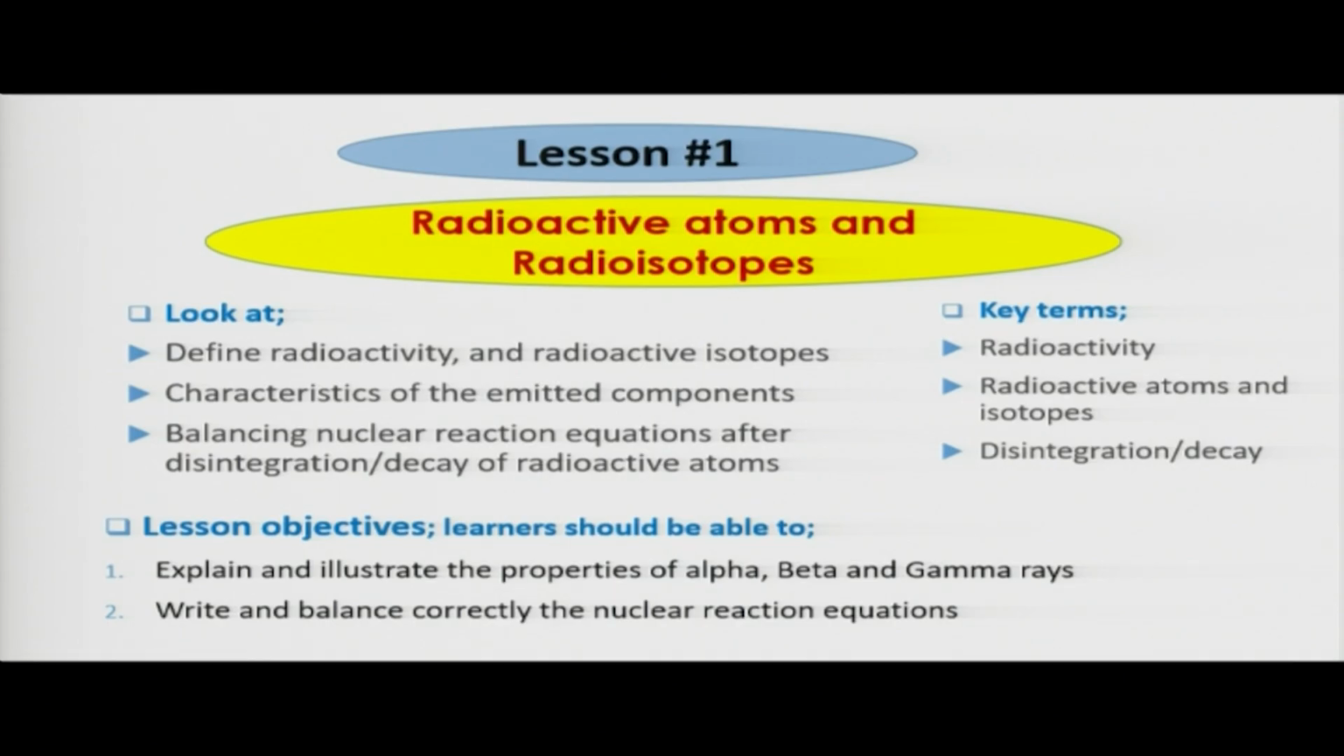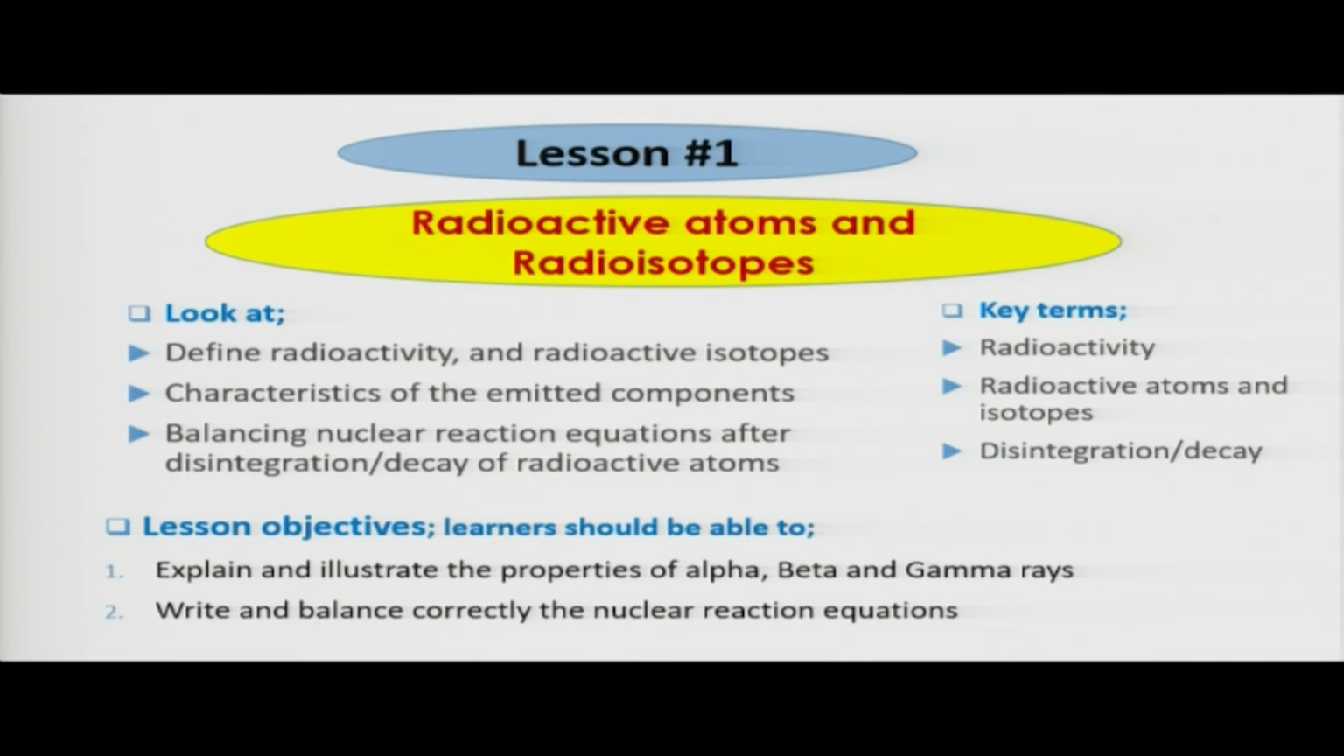So we're going to be looking at the definition of radioactivity and the radioactive isotopes and atoms. Then we look at what are those particles that are emitted when radioactivity has occurred. Can we characterize them? And that is what we are going to be looking at. And we finally look at balancing nuclear equations. When radioactivity has taken place, can we balance and quantify what has been released? And that is the whole part of today's lesson.